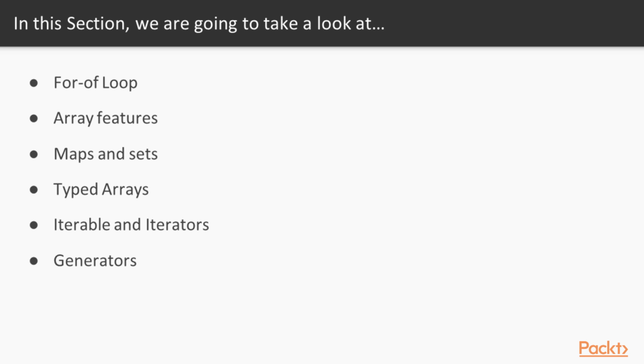Then we're going to look at different things called maps and sets, which are available in ECMAScript 2015. Then we take a look at typed arrays. Then we look at iterables and iterators. These are some of the new ways of traversing the data. And finally, we end this section by taking a look at generators, the functions that can yield.